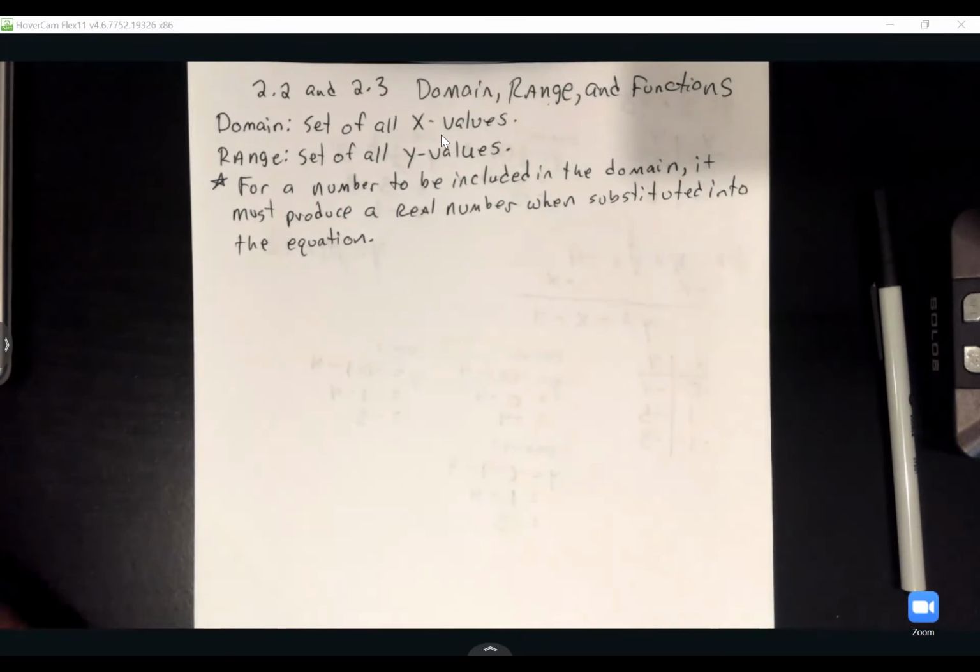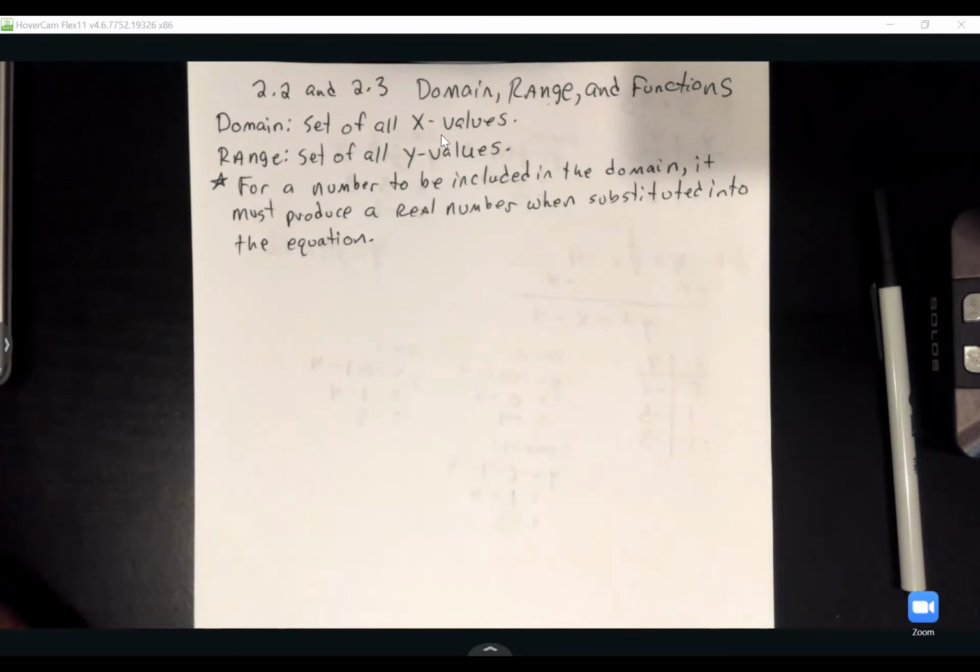All righty. So my domain has to be numbers that I can plug into my equation and get a real number out of it. The range will be the set of all those y values. So let me give y'all a real world example. A real world example of y'all doing domain and range stuff would be if you work a job and you get paid by the hour.